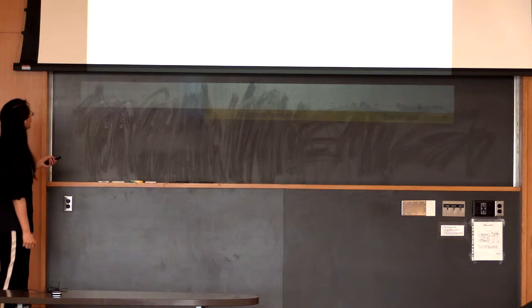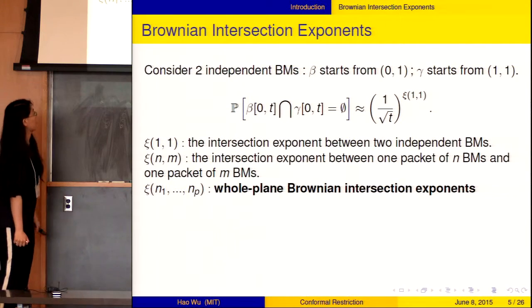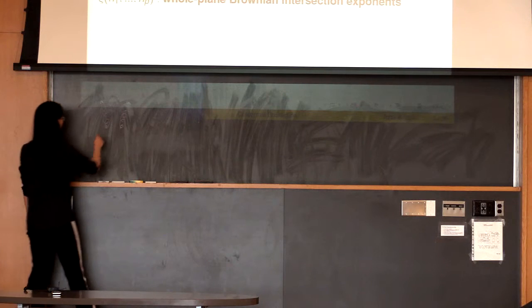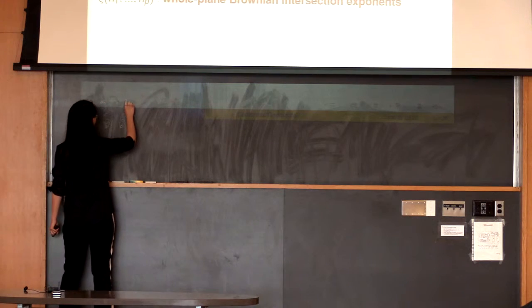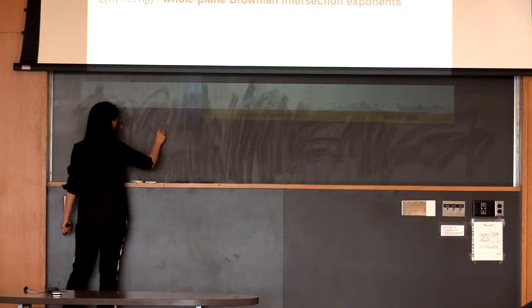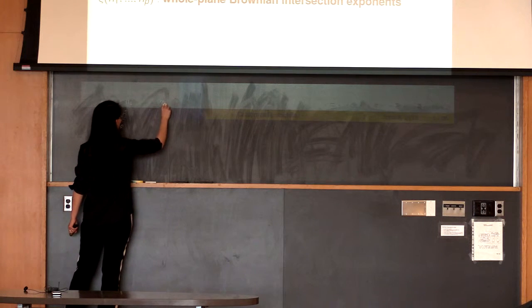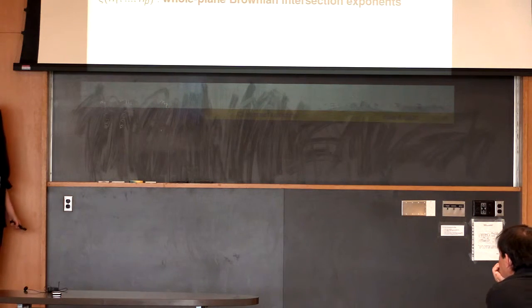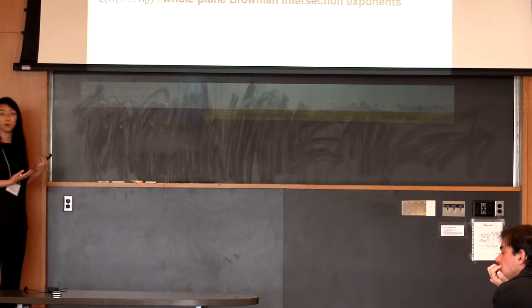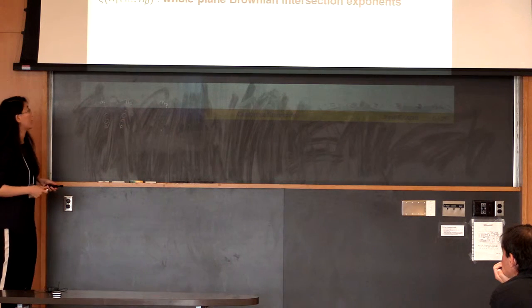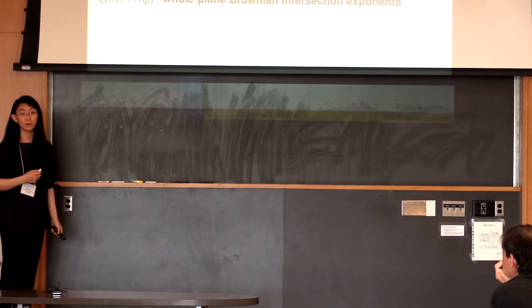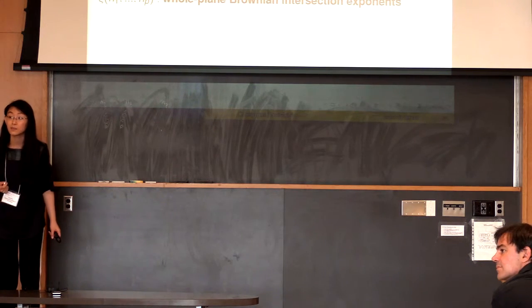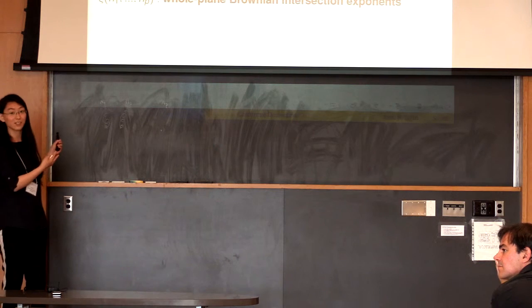And we can further generalize this intersection exponent. So now we consider p packets. The first packet has n1 Brownian motions. The second packet has n2 Brownian motions. And the last packet has np Brownian motions. We run all the Brownian motions until time t, and then calculate the probability that all of them avoid each other. All these p packets avoid each other. And again, this probability will also decay like a power law of t. Yes? In which dimension are the Brownian motions? 2-dimensional. Everything is in the plane.